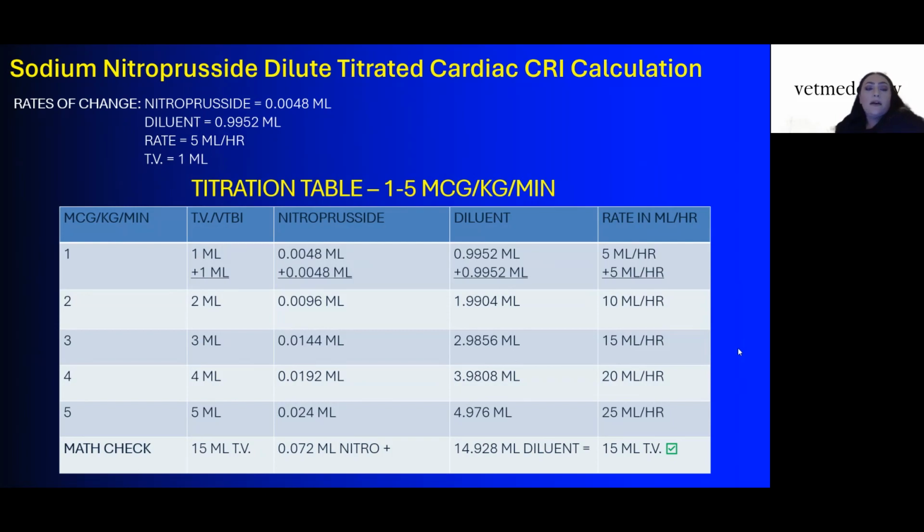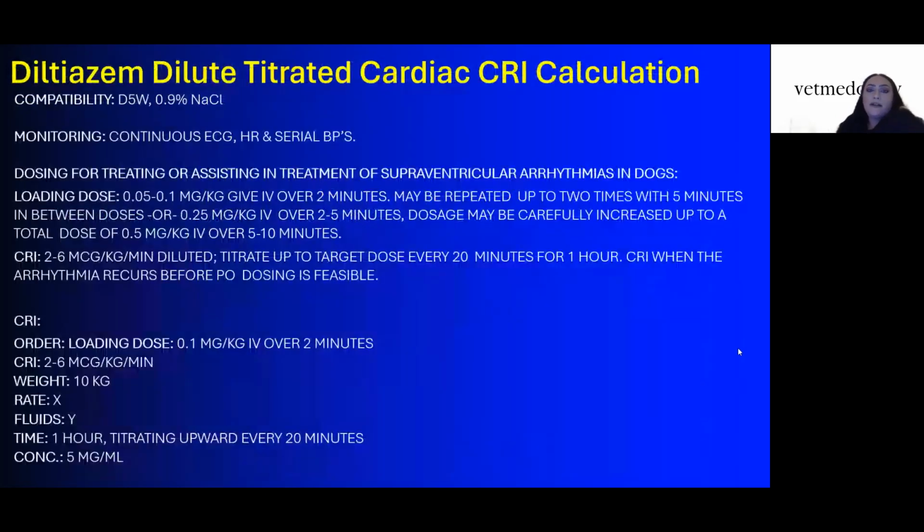All right, so diltiazem dilute titrated cardiac CRI calculation. It's compatible with D5W and normal saline. The monitoring includes continuous ECG, heart rate, and serial BPs.